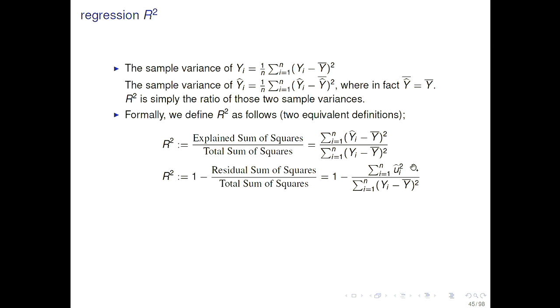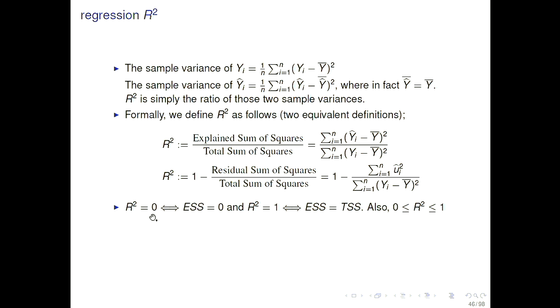Sometimes you have the sum of residual squares. If you have the sum of residual squares, then 1 minus this ratio is equal to the ratio of the explained sum of squares and the total sum of squares. So these two definitions are equivalent. Numerically the same. You're going to have exactly the same number.